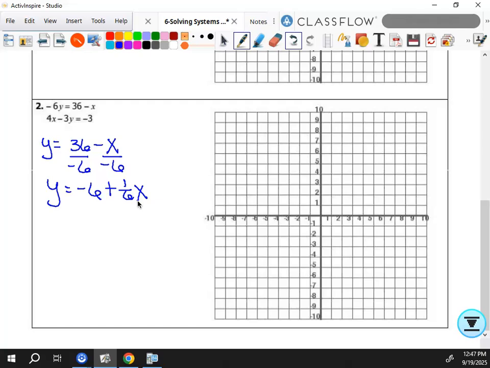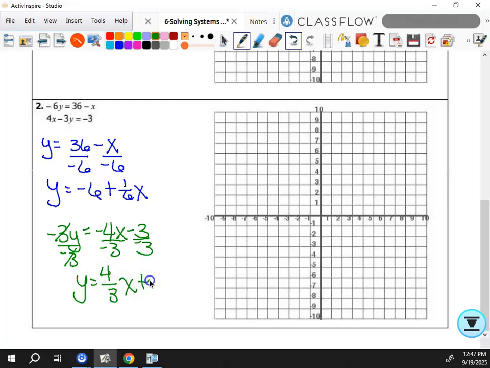All right. So then the second one, I'm going to move that 4x. So -3y equals -4x minus 3. Then I divide every single thing by a -3. Those cancel out. Y equals a positive 4/3 x plus 1. Okay, those are our lines. We good with that? Okay.